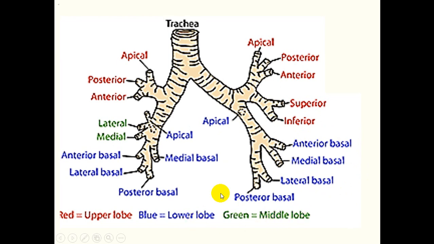From the tertiary bronchi starts the main functional unit of each lung, which is known as the bronchopulmonary segments. So the details of these structures we'll discuss in the coming slides.